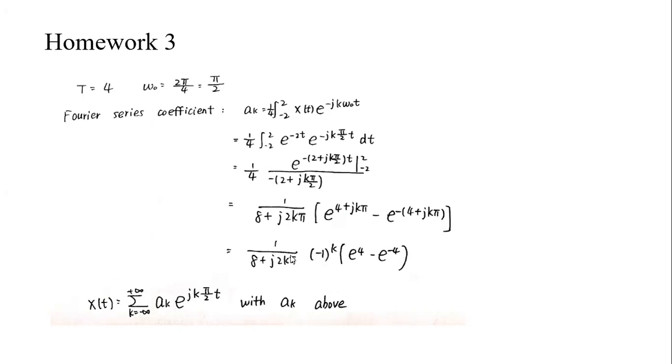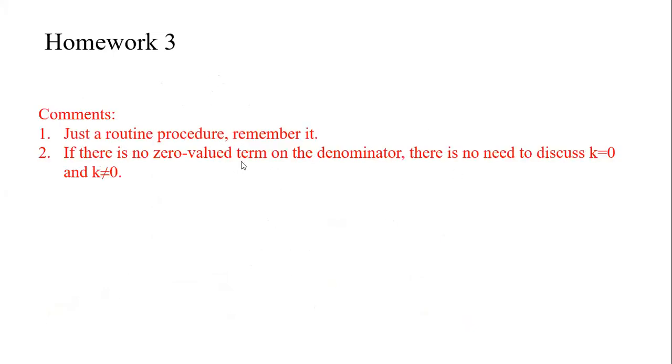But if there is, for example, j 2k pi on the denominator, and there is no term of 8, then you need to discuss when k is equal to zero or not. So this is what I want to emphasize.